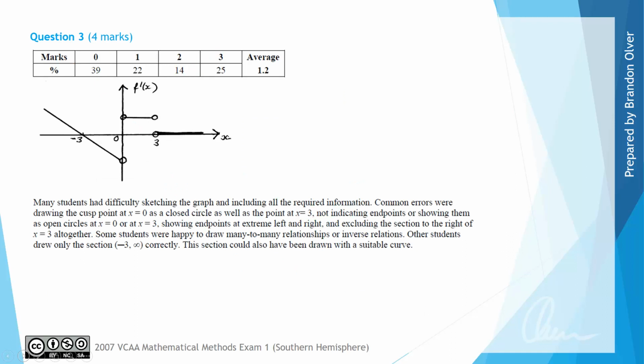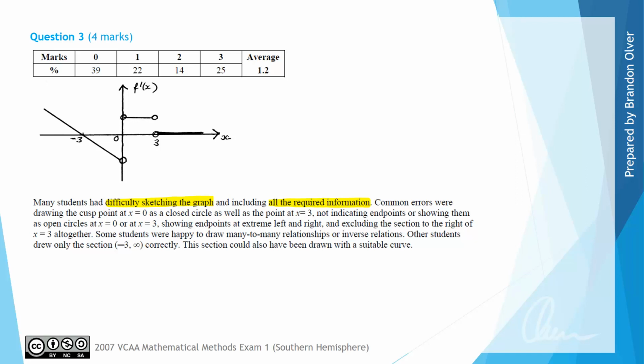So for this question, only a quarter of students received full marks, with 40% receiving no marks for this. So the examiner said that many students had difficulty sketching the graph and including all of the required information. Common errors were drawing the cusp at the point x equals 0 as a closed circle, as well as at the point x equals 3, and not indicating endpoints or showing them as open circles at 0 and 3.